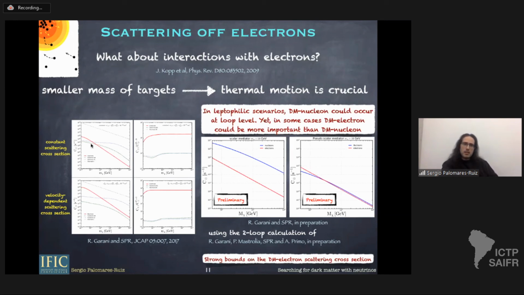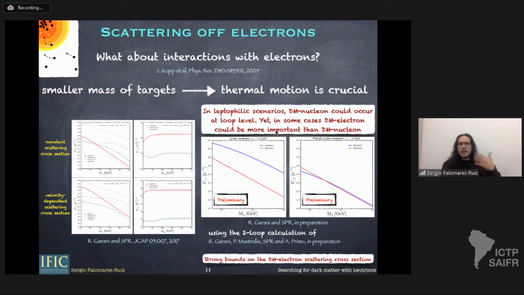And this is the capture rate as a function of the mass. The red line is the capture for electrons. The other two are spin independent and spin dependent. This is for constant cross section. This is for velocity dependent cross section or momentum dependent cross section. They are very similar. And you see here on the right, I'm showing you the effect of thermal motion. This is the ratio with and without taking into account the thermal effects. In the case of constant cross section, this amounts to about an order of magnitude. And in the case of momentum dependent cross section, this can be up to 3 or 4 orders of magnitude effect. So this is very important for the case of capture on electrons.